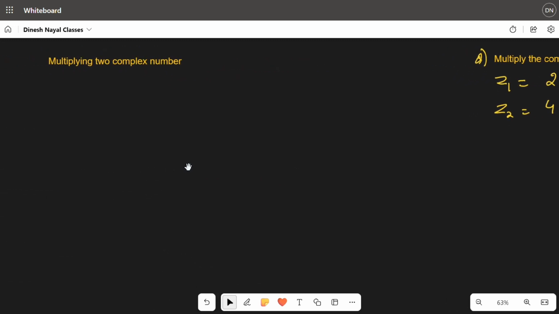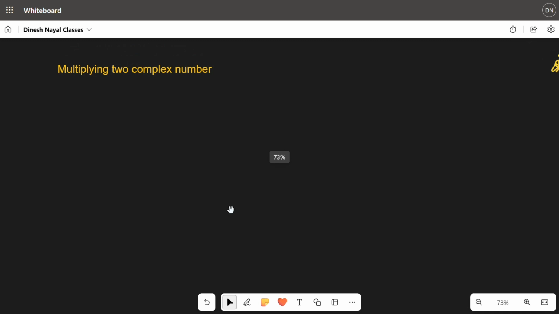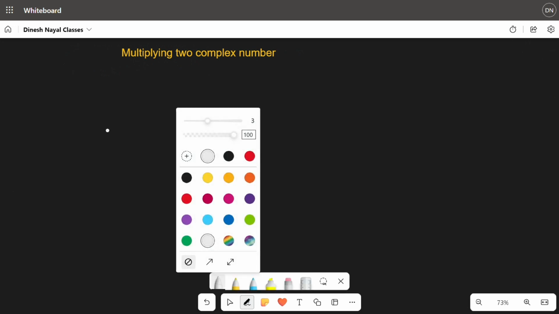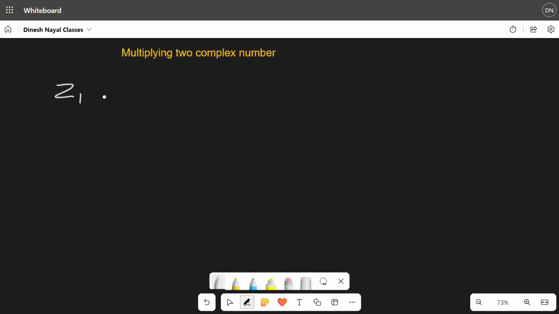Now let's start with multiplication of two complex numbers. Consider two complex numbers. One is represented as z1, which is r1 cis theta 1, and consider another number z2, which is r2 cis theta 2.